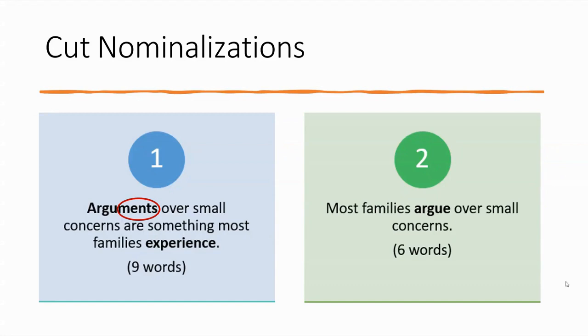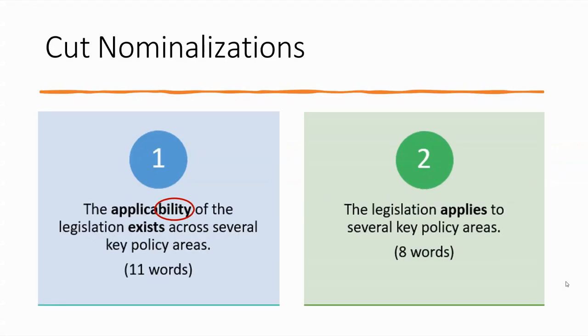Okay. The applicability of the legislation exists across several key policy areas. That's 11 words, and applicable has -bility at the end of it. If we change that to the legislation applies to several key policy areas, we have condensed that into 8 words, and we have made our sentence stronger.